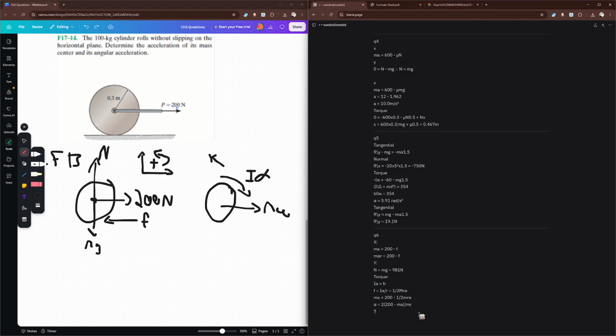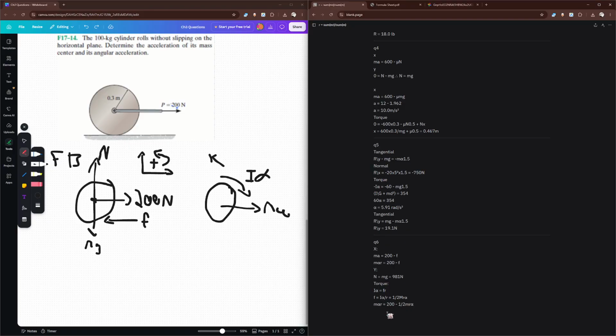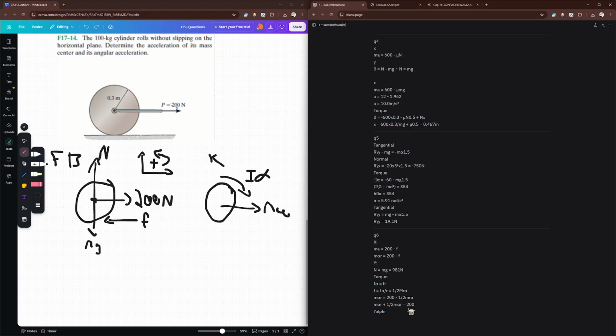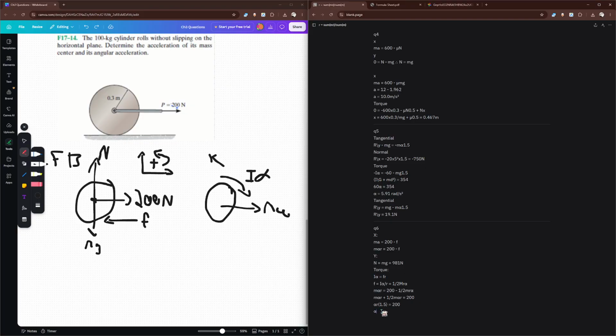Okay, and then this gives us alpha which is equal to 200 minus ma. Oh wait, sorry, this is supposed to be m alpha r. I read the wrong equation, so this rearrangement is wrong. So we're gonna put these terms on the same side. So m alpha r plus a half m alpha r is equal to 200. And we can take out an alpha r. Alpha r times m plus m over 2, so this is just 1.5 m, is equal to 200. And now we get that alpha is equal to 200 over 1.5 m r.